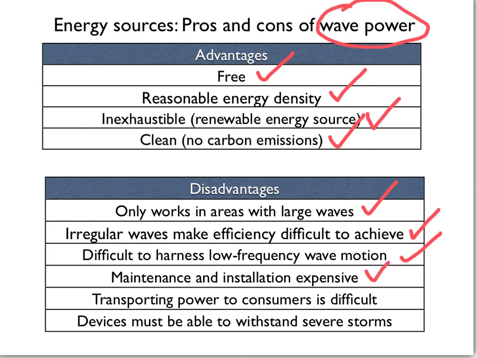Maintaining and installing equipment is expensive. Seawater is very corrosive, and it tends to be in remote locations. The remote locations makes transmitting the power to users difficult. And finally, the wave generators have to be able to withstand severe storms.